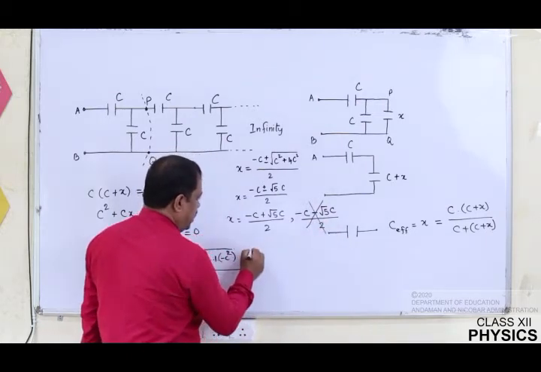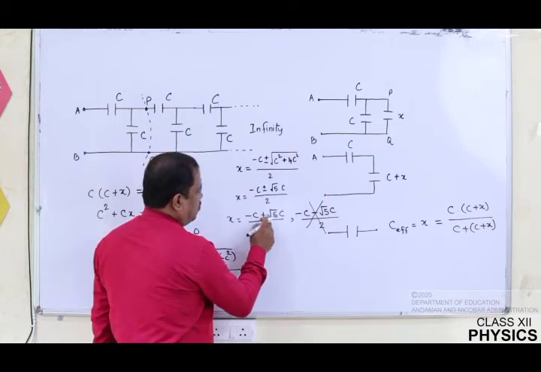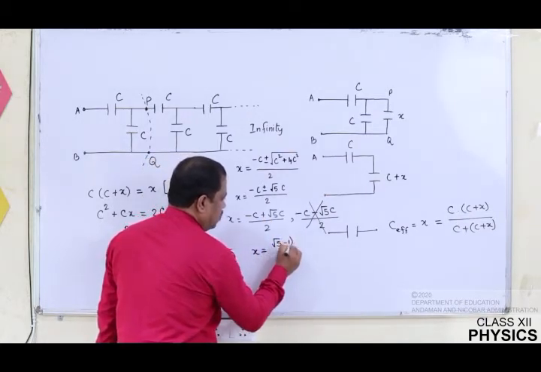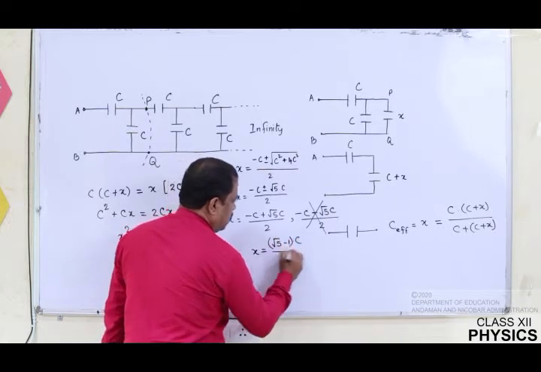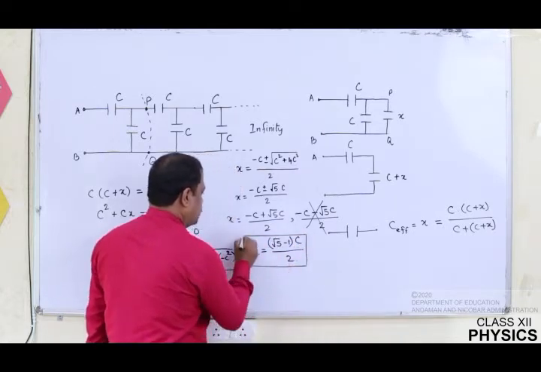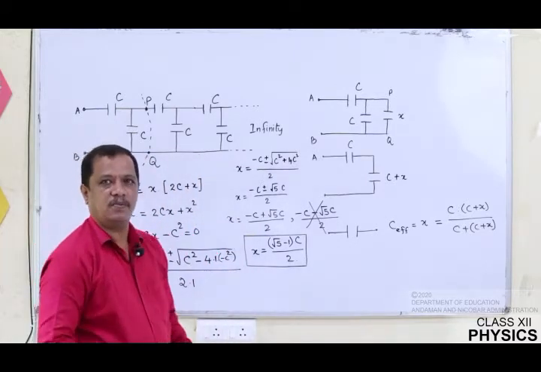I will have X is equal to minus 1 plus root 5. So I write root 5 minus 1 into C upon 2. So this is the effective capacitance of this ladder problem. So let us move on to the next problem.